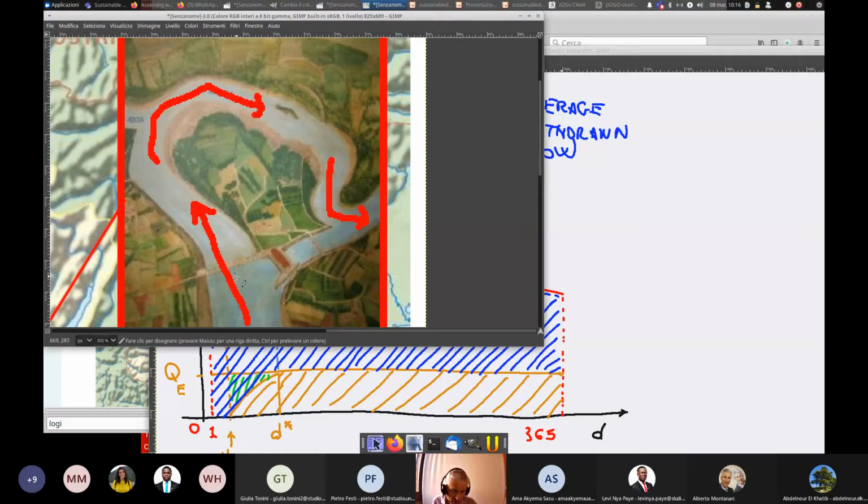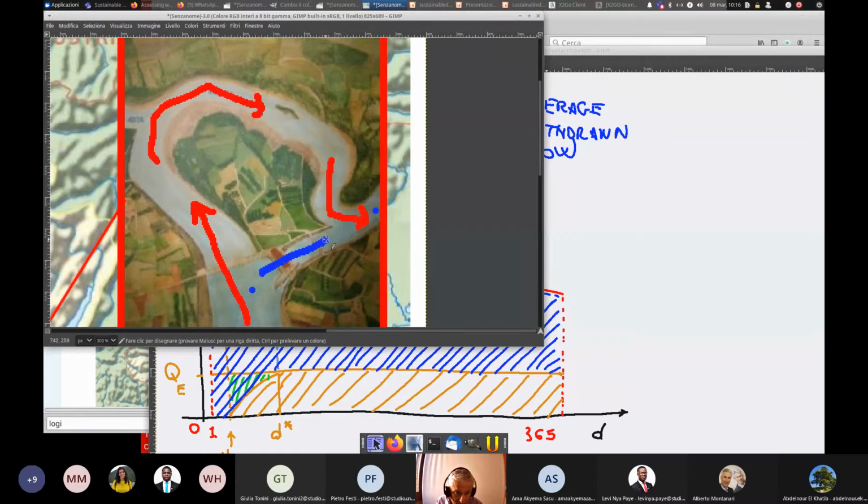Of course, you have a difference in elevation of the water level between upstream, so between, let me use another color, between here and here, you have a difference in elevation in terms of water level, which is given by the fact that you need to lose some energy to get the water flowing downstream. So the idea was to make a cut here. And this is the cut.